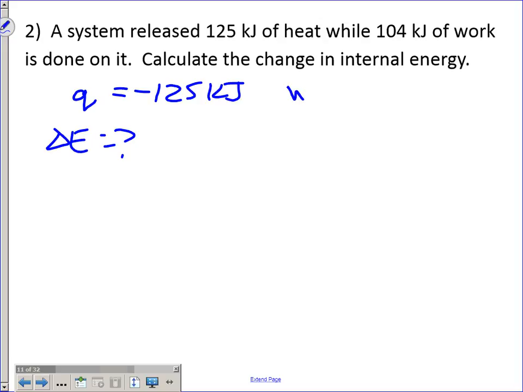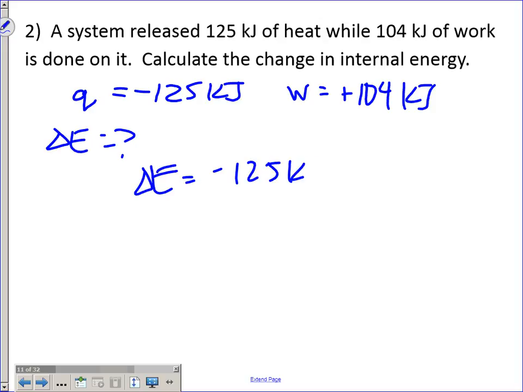What's my given for W? Positive. So it's saying has work done on it, so positive 104. Okay, and then what do we do? Okay, so delta E is equal to negative 125 kilojoules plus 104 kilojoules. What's that answer?